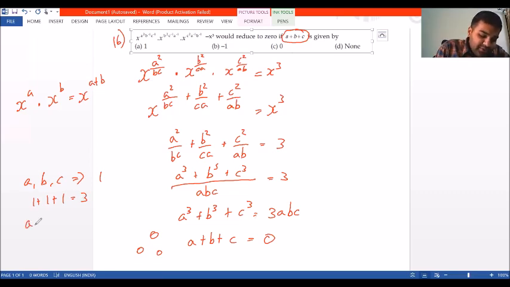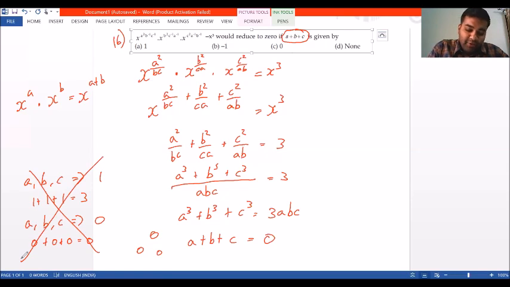I can also substitute the values of a comma b comma c as 0. So I will get 0 plus 0 plus 0 is equal to 0. I can substitute the values of a, b, c as 0, and as 1 as well. But the question is not what is a comma b comma c. The question is what is a plus b plus c. So what I have done here is wrong. From a cube plus b cube plus c cube is equal to 3abc, I have to prove that a plus b plus c is equal to 0.